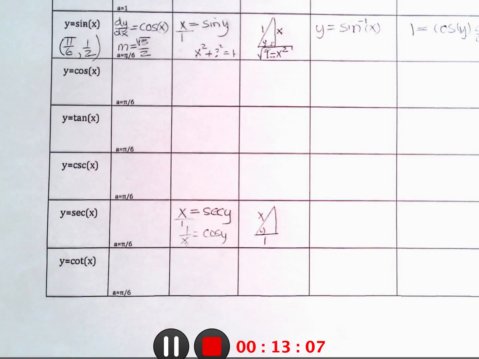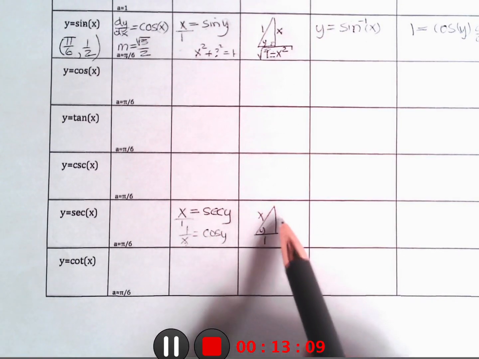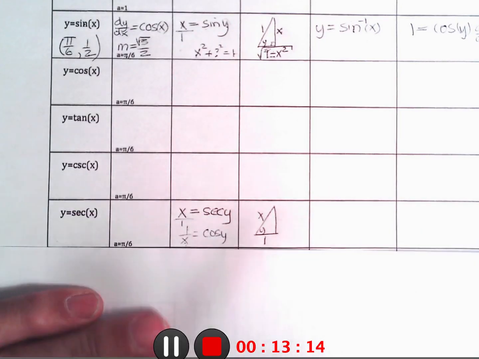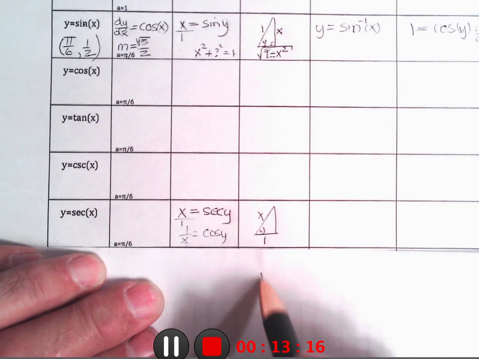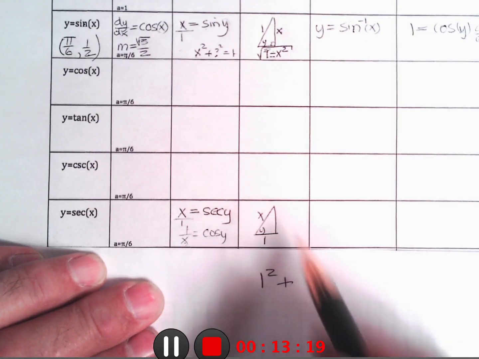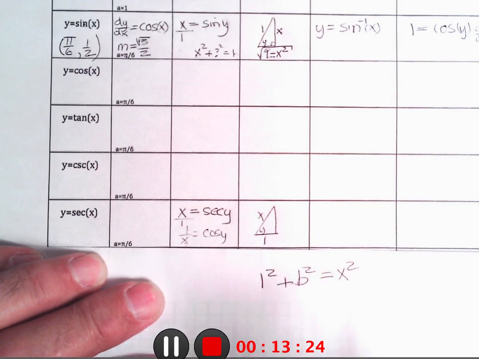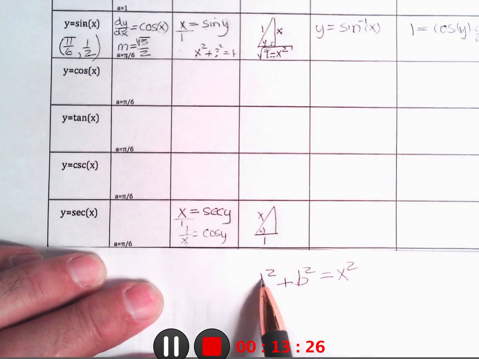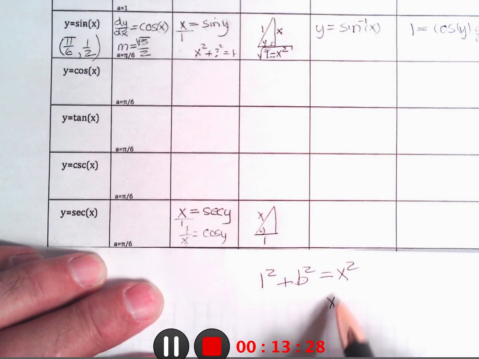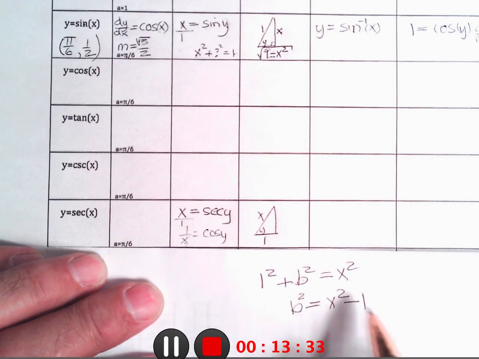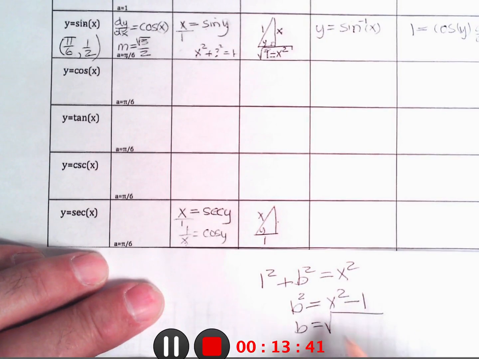Now to figure out this side, we've got a squared plus b squared, we don't know that side, so I'll call it b squared, equals the hypotenuse squared. So to find b, I have to subtract 1, so I get x squared minus 1 equals b squared, and if I take the square root of both sides, I get this other side to be the square root of x squared minus 1.